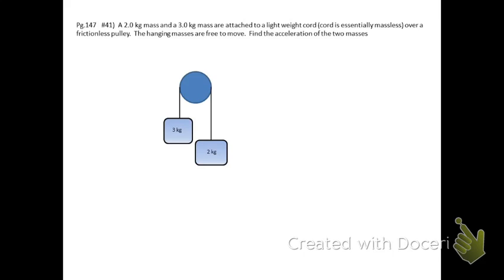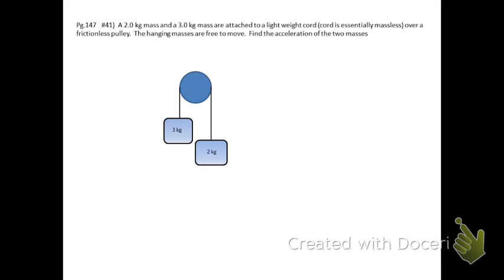It shows to draw a diagram of what we're given. A 2 kilogram mass and a 3 kilogram mass attached to a lightweight cord dangling over a frictionless pulley. And it says this is free to move, and we want to find the acceleration. So this is a diagram of what we have. We have a pulley with these two unequal masses dangling from it. This is actually called an Atwood's machine, and it was used by a British physicist in the 18th century to study acceleration.